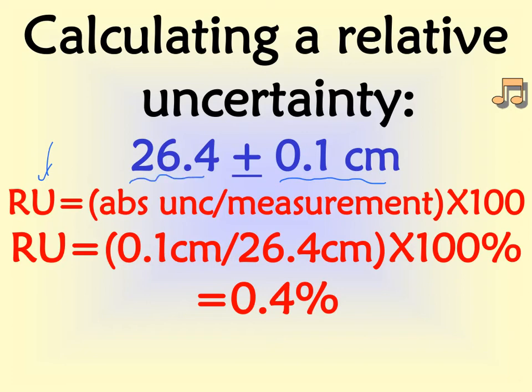listed before it. So the relative uncertainty is equal to 0.1 centimeters divided by the measurement, which is 26.4 centimeters, and then that whole thing gets multiplied by 100. So when you do that math, you end up with a relative uncertainty of 0.4%. What that means is that 0.1 centimeters is 0.4% of 26.4 centimeters. So that's all you're doing, is telling me what percentage the absolute uncertainty is of the measurement.